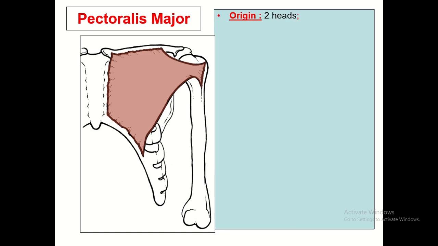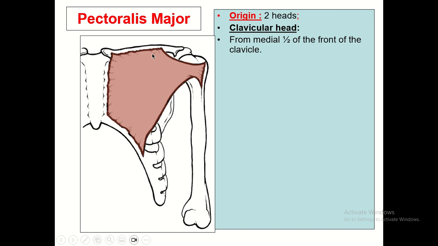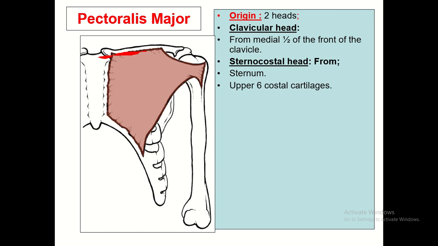Right? So origin, it has two heads, a clavicular head. The clavicular head is from the medial half of the front of the clavicle, right here. That's where your origin is for the clavicular head. And then you're going to have your sternocostal head. This is going to originate from the costal cartilage as well as your sternum. So you have the sternum and the upper six costal cartilages.